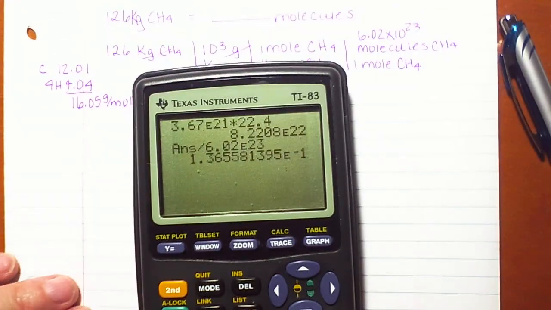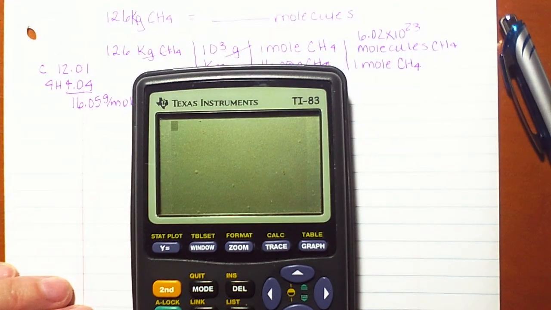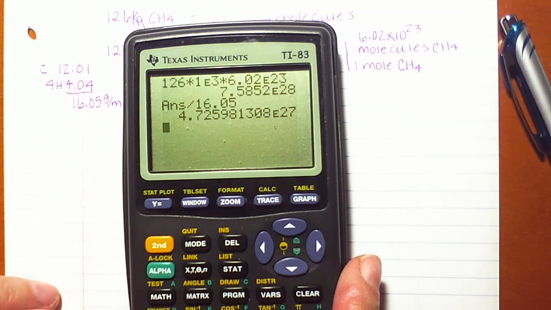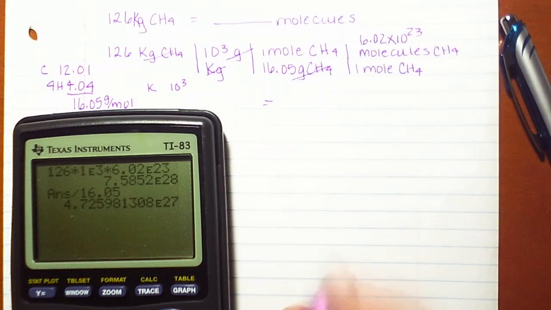And now for the math on this, the calculator on this, so I'm going to have 126 times 1E3 times 6.02 E23 equals, divided by 16.05. 4.73 times 10 to the 27th.